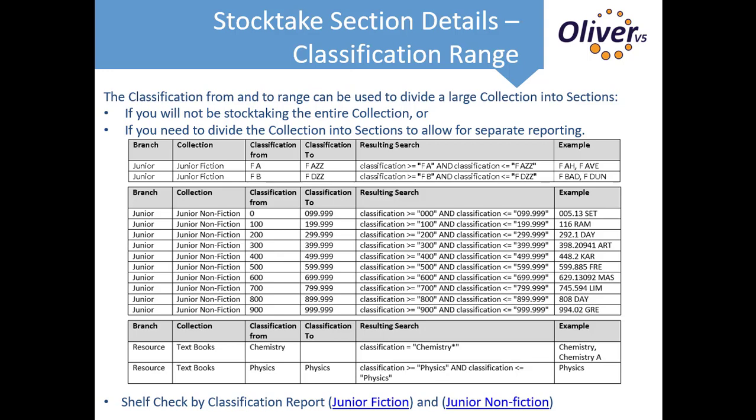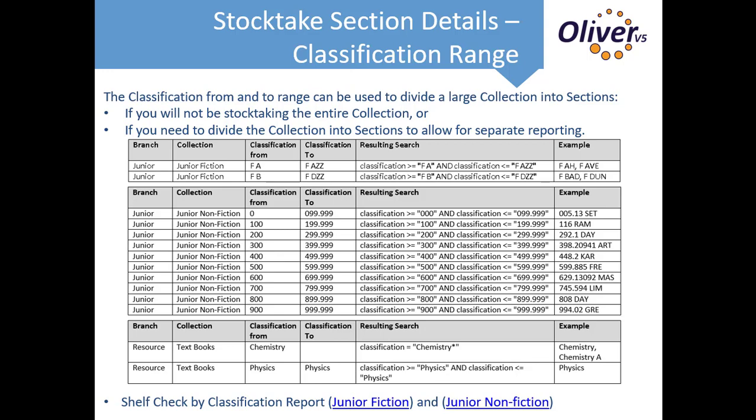You could split a non-fiction collection into 9 sections as seen on the slide. A classification range from 0 to 099.999 would include all copies with classifications greater than or equal to 0 and less than or equal to 099.999, including any suffixes that follow.